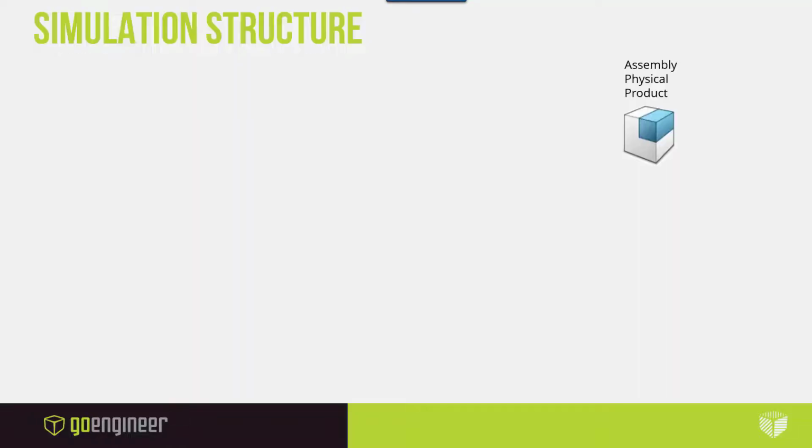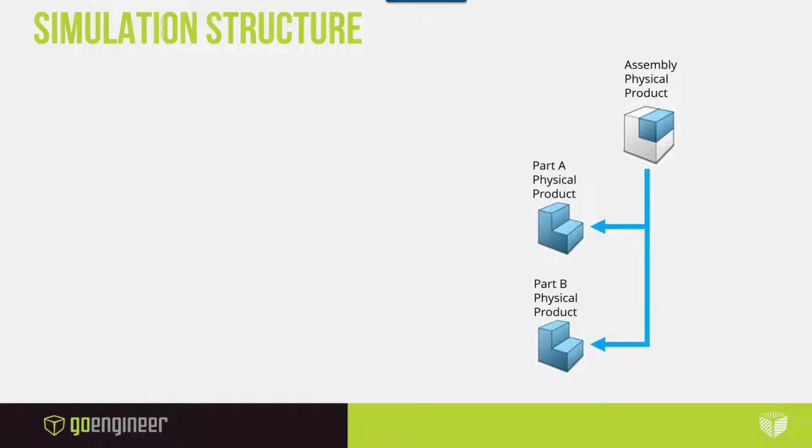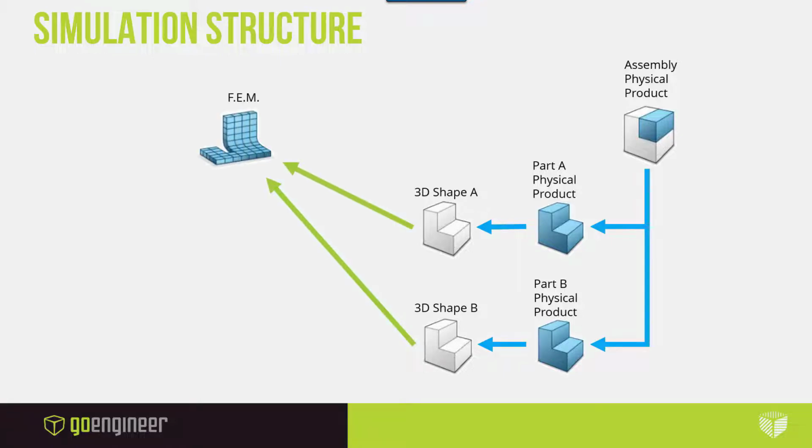Unlike SOLIDWORKS, the Simulia environment does not utilize the direct geometry from your model to run a simulation study. Instead, when you import a file into the 3DEXPERIENCE platform, there will be an object called a physical product created for the assembly. The assembly itself does not contain the geometry you will utilize for the study. In fact, it contains other PLM placeholders for your parts as physical products. Within those physical products, you will have the 3D shapes. These are the actual 3D geometry that is being brought in from SOLIDWORKS. It is these shapes that are utilized to create the FEM.